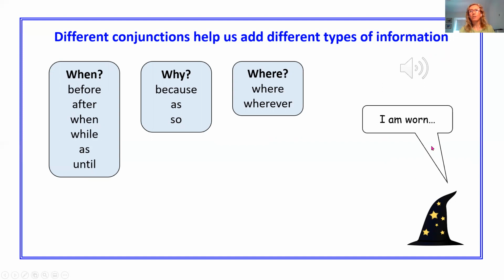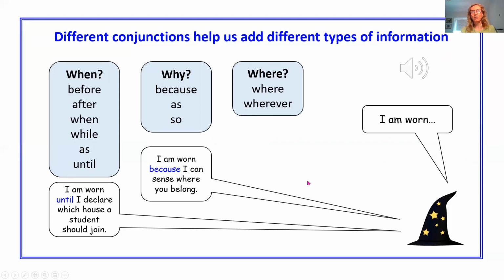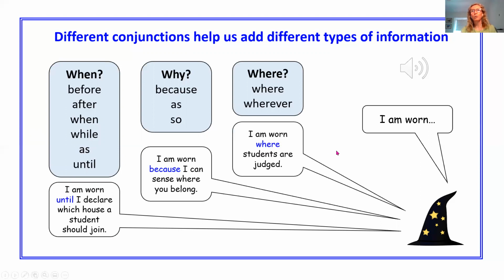So we're going to have a look at this clause, I am worn, and we're going to look how we can use a conjunction from when, why, and where in 3 different sentences. I am worn until I declare which house a student should join. I am worn because I can sense where you belong. I am worn where students are judged. So you can see the different types of sentences we've got there with the different conjunctions.